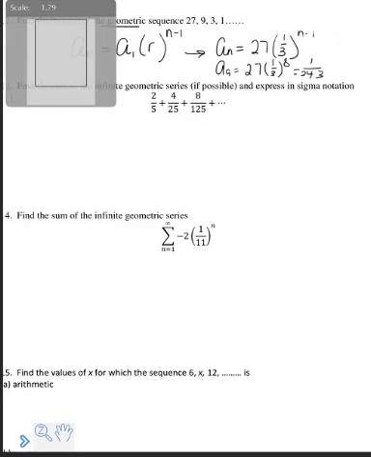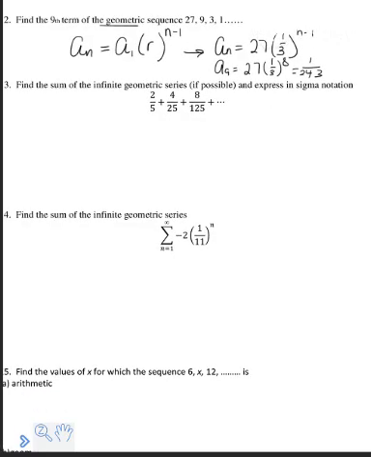Okay, question 13. Find the sum of the infinite geometric series. And it says if possible, because the only time that you can have an infinite sum of a geometric series is if r, or the absolute value of r rather, is less than 1. So we've got to figure out the common ratio. So to go from 2/5 to 4/25 to 8/125, we're multiplying by 2/5. So r equals 2/5. So that means that it is possible to find an infinite sum.